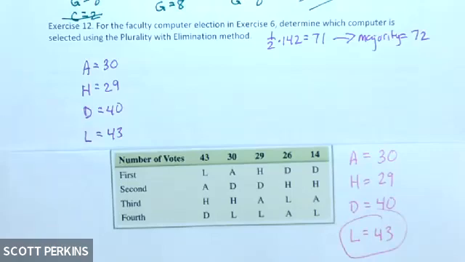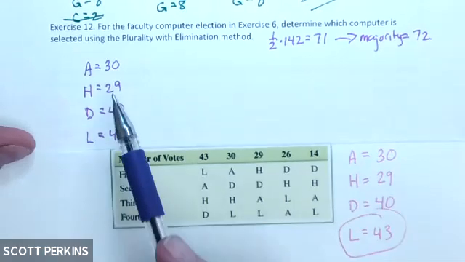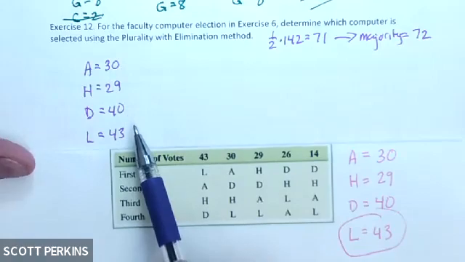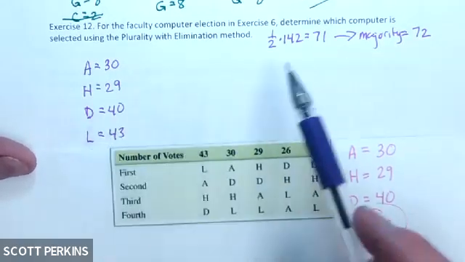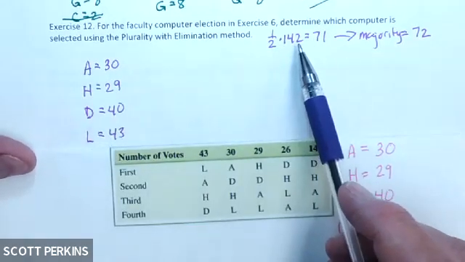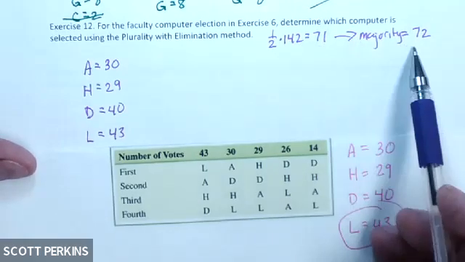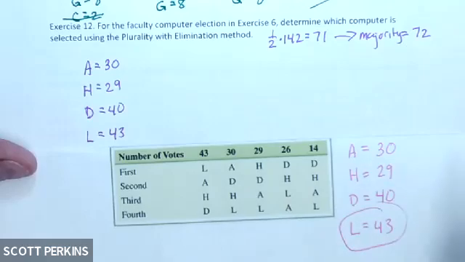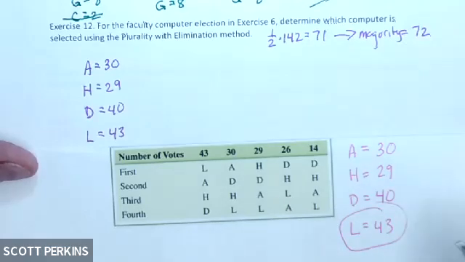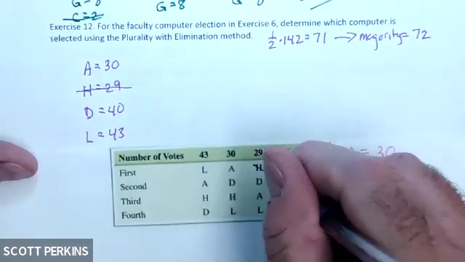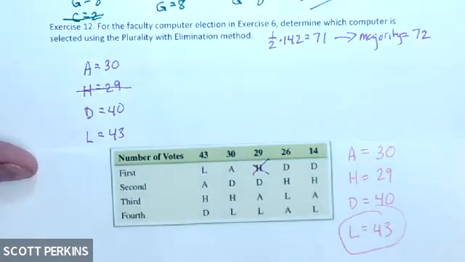All right, so to finish this up, here are the results of our plurality: 30, 29, 40, 43. To determine the elimination part, half of 142, that's the number of votes, is 71. That's half. A majority is more than half, so a majority is 72. No one has 72, so we are going to get rid of the HP. So goodbye, HP. So those 29 votes are now going to go to D, to Dell.